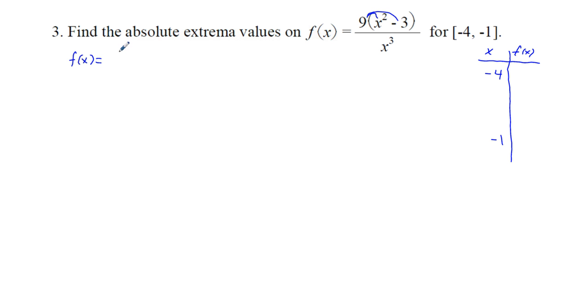So we're going to have 9x squared over x cubed minus 9 times -3, which is going to be 27, over x cubed. And further simplifying here, 9x squared divided by x cubed is going to be 9 over x, and then we have minus 27 over x cubed.